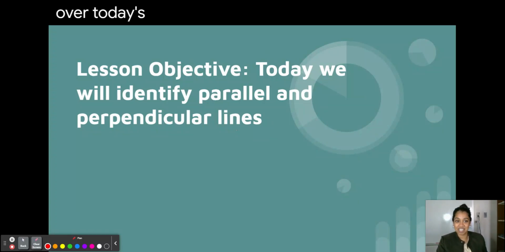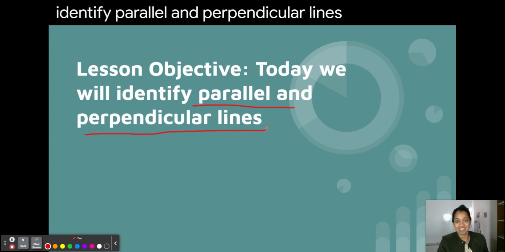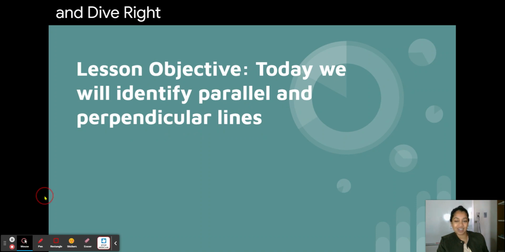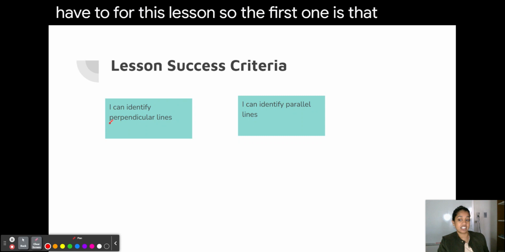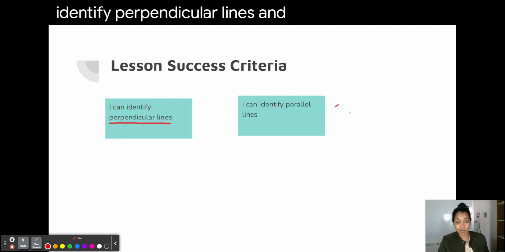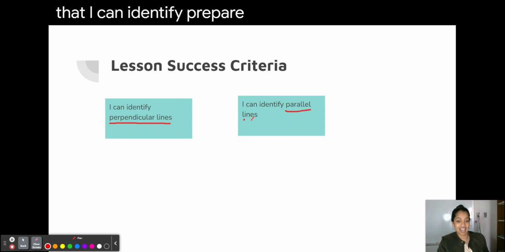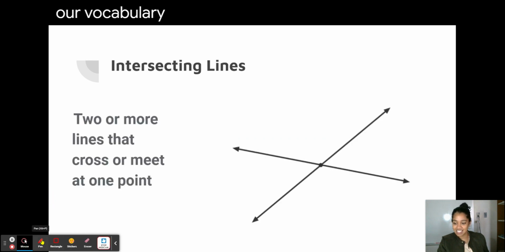Let's go over today's lesson objective. So today we will identify parallel and perpendicular lines. Let's go ahead and dive right into our lesson success criteria. We have two for this lesson. The first one is that I can identify perpendicular lines, and the second one is that I can identify parallel lines. All right, let's go into our vocabulary and get into today's lesson.